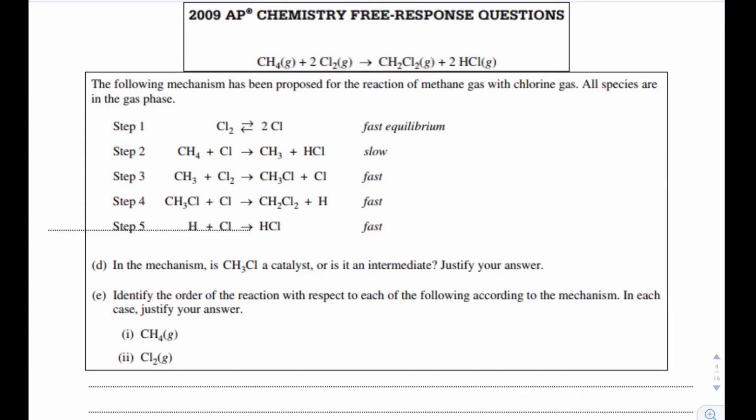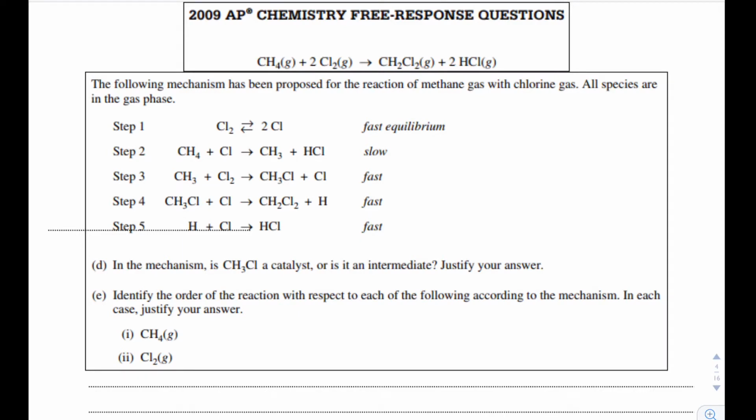In D, it asks, in the mechanism, is CH3Cl a catalyst or is it an intermediate? And it's important that we know the definition of each of them because they will sound similar, but they're really different in terms of what their definitions really mean. A catalyst is something that you start with and you end with in a chemical reaction. So you start with it at the beginning and you have it at the end. And then an intermediate is a substance that you produce along the way, but then before you get to the end of your reaction, you've consumed it again. And so it doesn't actually show up at the beginning or the end of a reaction.